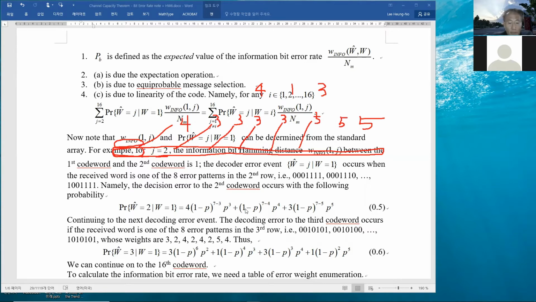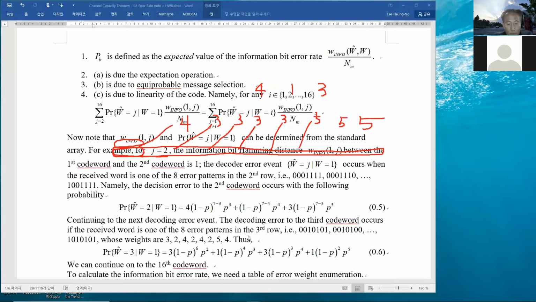4 3-bit flip errors, and then we add all these probabilities. That's the probability of this event: you send the first code word, and then you make a mistake in favor of the second code word. And then we can continue to the next decoding error event. So in this particular example, we have made a mistake in favor of the third code word.